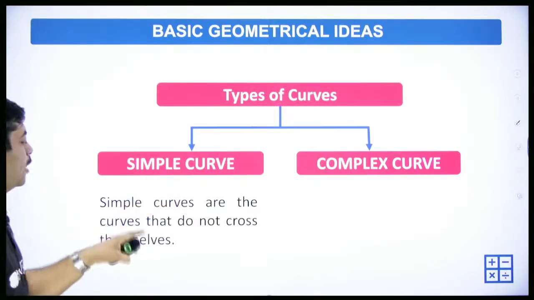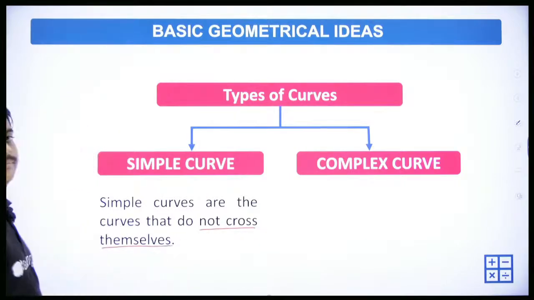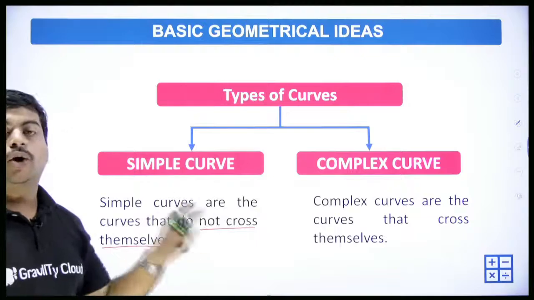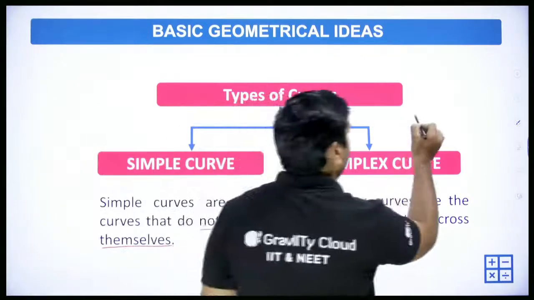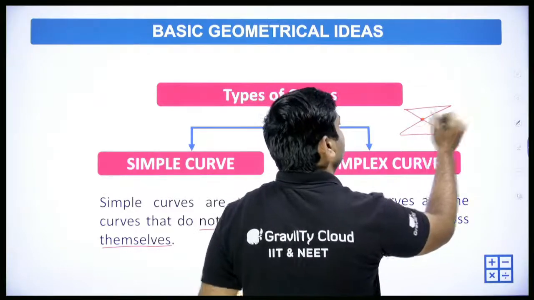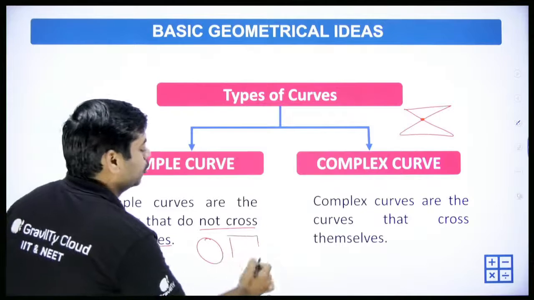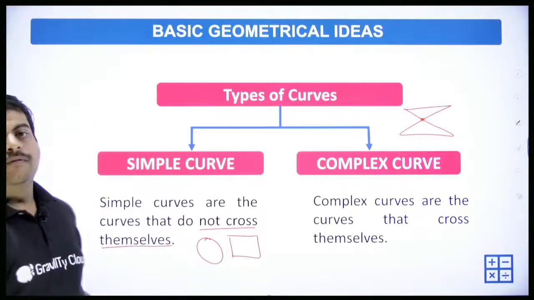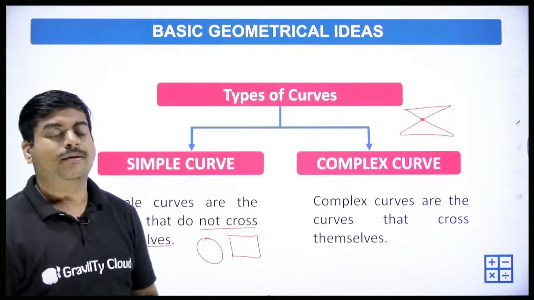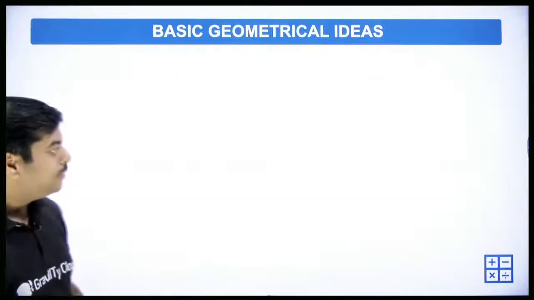Simple curves are the curves that do not cross themselves, okay? But complex curves are the curves that cross themselves. You can see it like this in the figure we came to here. We are crossing at this point, right? But in simple curves, we are not crossing our journey. We are not coming back to the same point again. So that is the difference between simple and complex curves.